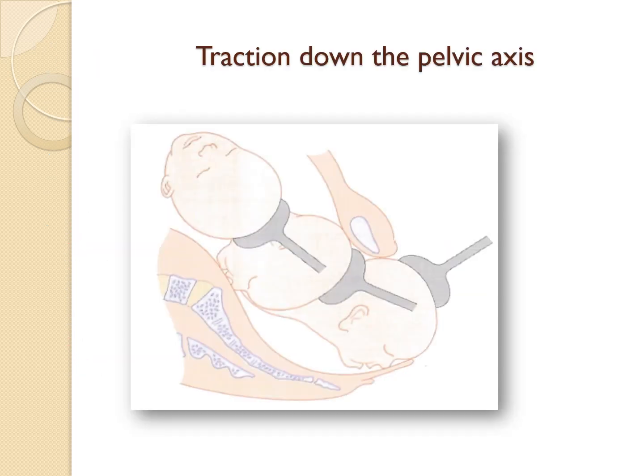This figure shows the manner of traction down the maternal pelvic axis. You can see that the head will follow the mechanism of labor by flexion, internal rotation, extension, and then restitution. Just pull down the pelvic axis without rotation.